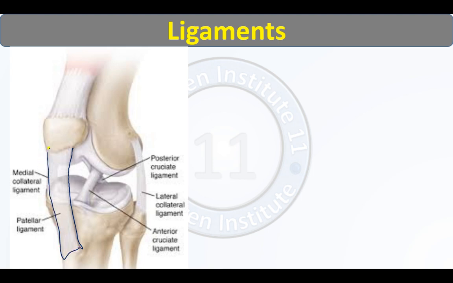So now what do you think is the function of a ligament? See, this is a bone. Suppose I will name it as bone 1, and this is another bone. I will name this as bone 2. Right, this is also a ligament, and this is also a ligament. Now what do you think is the function of ligament? Definitely connecting two bones at the joints.